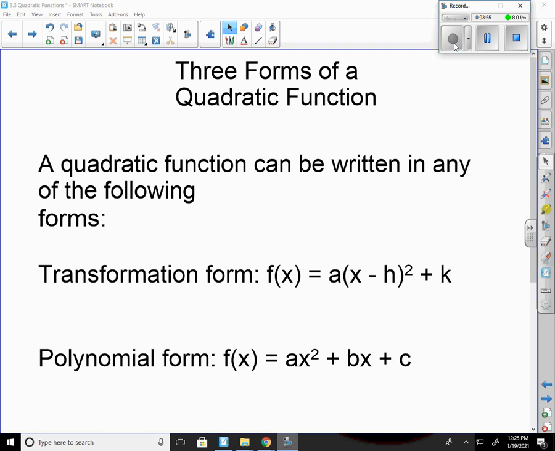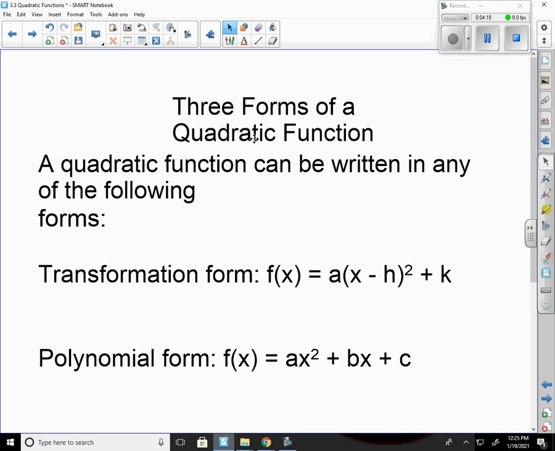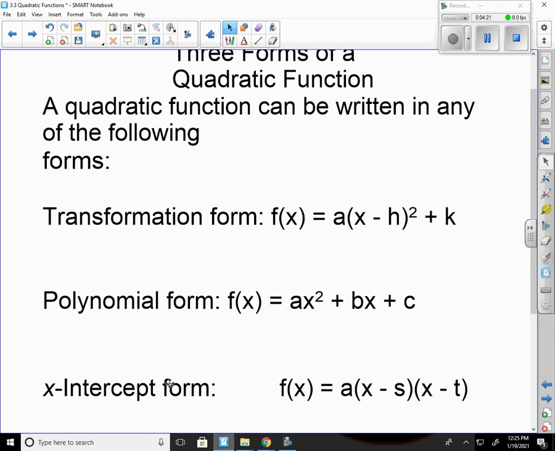All right, there are three different forms of a quadratic function. A quadratic function can be written in any of the following forms. Transformation form, which is f of x equals a times x minus h squared plus k. Polynomial form, where it's ax squared plus bx plus c. Or x-intercept form, where it's a times x minus s times x minus t.